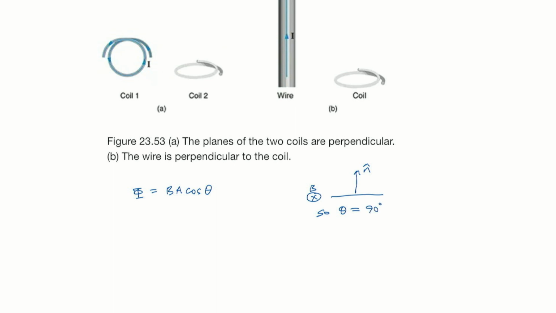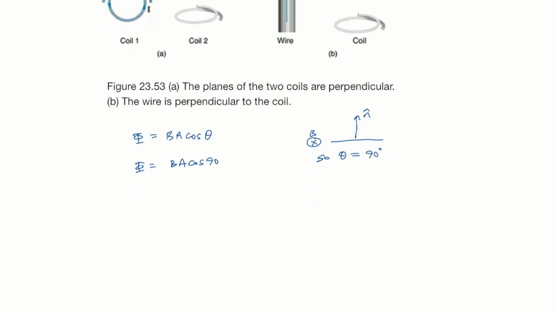And we know that the cosine of 90 is 0. So we can say, well, the flux is B times A times the cosine of 90. Doesn't matter what B and A are because, as we said, cosine 90 is 0. So the flux through coil 2 is 0. Okay, and we can tack on units, either Webers or Tesla meters squared.